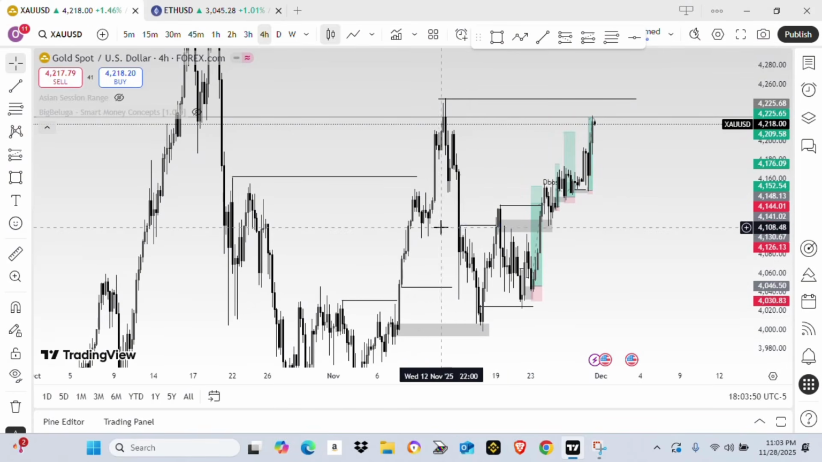This is good. So I waited for a shift in market structure, which many people would look at as liquidity for a sell, right? That's actually a shift in market structure.